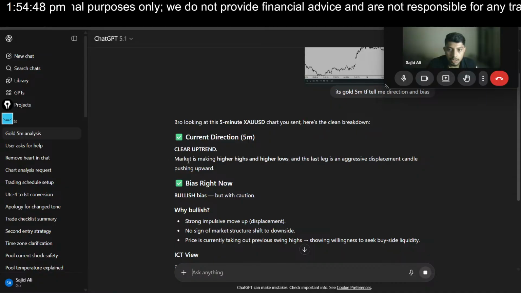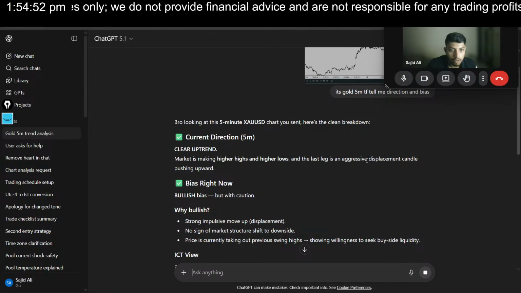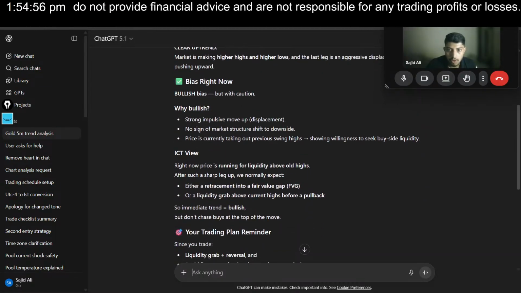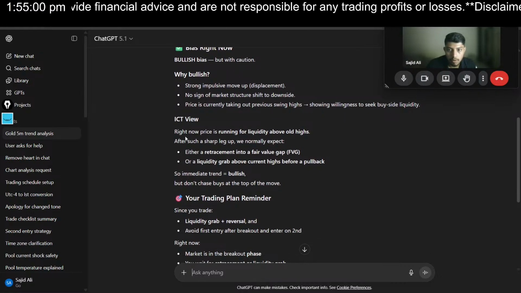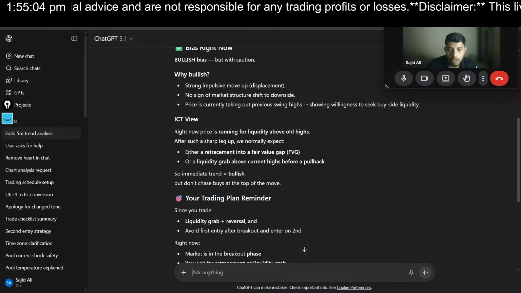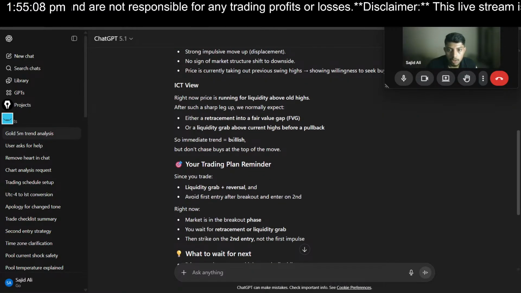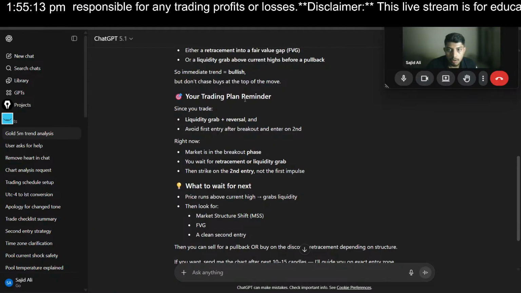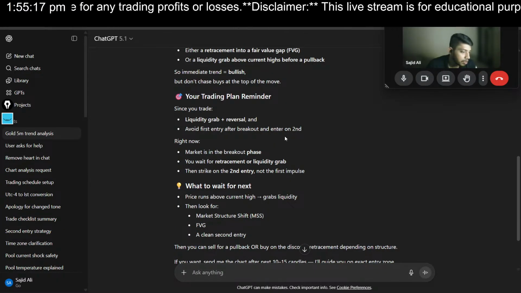So current direction is uptrend. Market is making higher highs and higher lows. The last leg is an aggressive displacement candle. Bias right now bullish. Why bullish? Strong impulsive move. No signs of market shift towards the downside. ICT view: right now the price is running above the liquidity of old highs. Either a retracement into a fair value gap, or a liquidity grab above the current highs for a pullback. And then your plan: liquidity grab plus reversal. Avoid the first entry after the breakout. Enter on the second one.